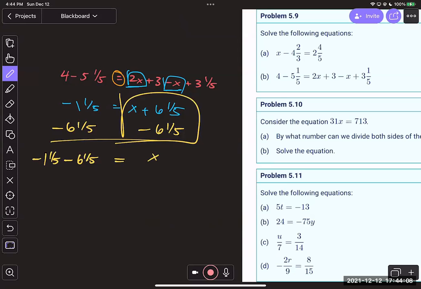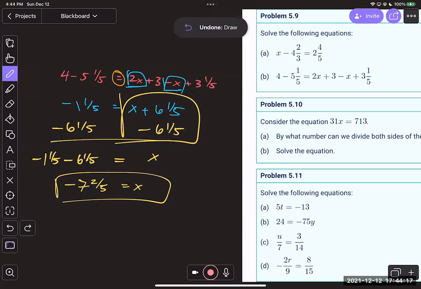Yeah, -7 and 2/5, right? So -7 and 2/5 is your answer here for x. You're gonna need a little bit of practice with working with negative numbers like that. It's a little bit tricky, but you just have to remember how it goes. All right. Any questions here between parts A or B from anyone? Any questions?